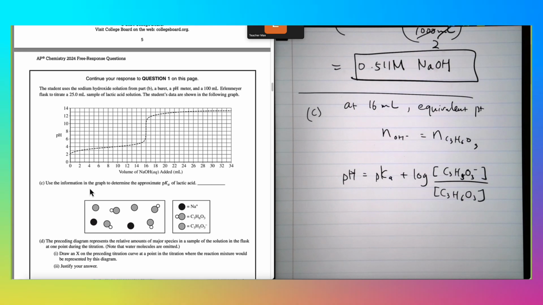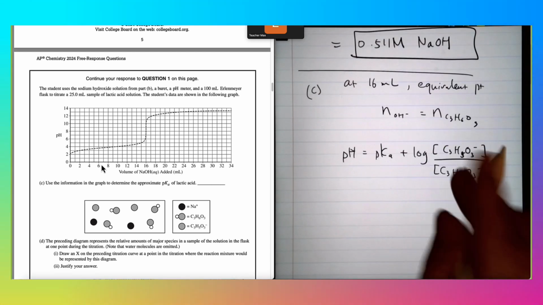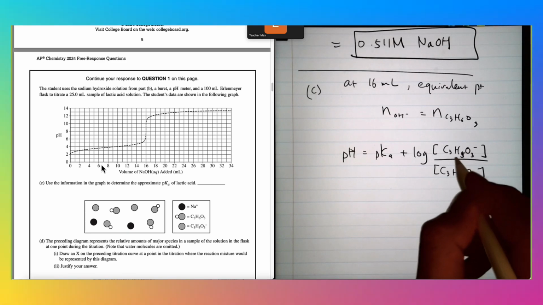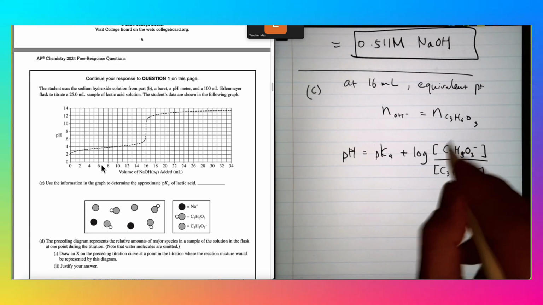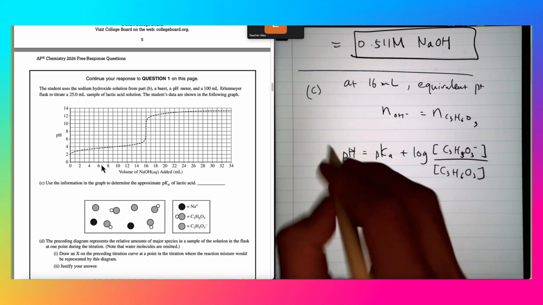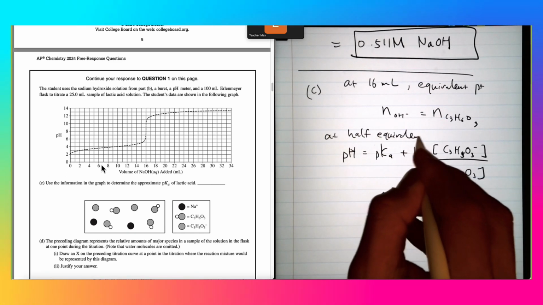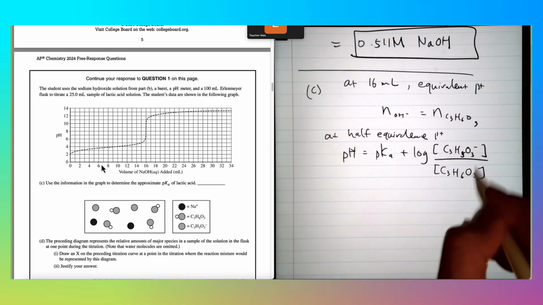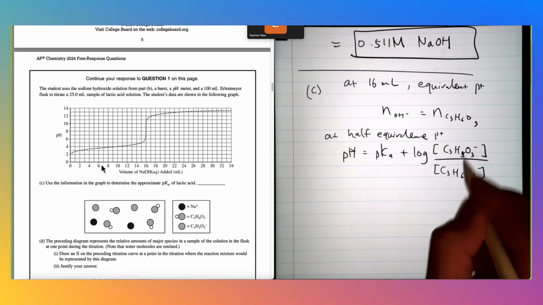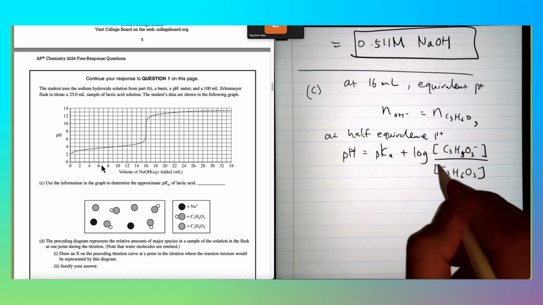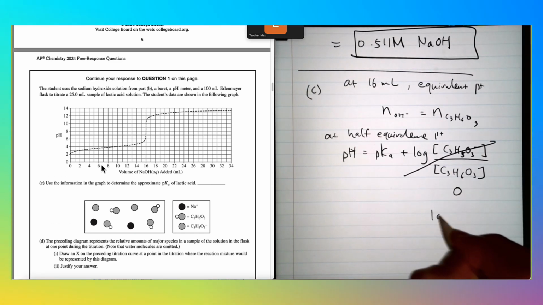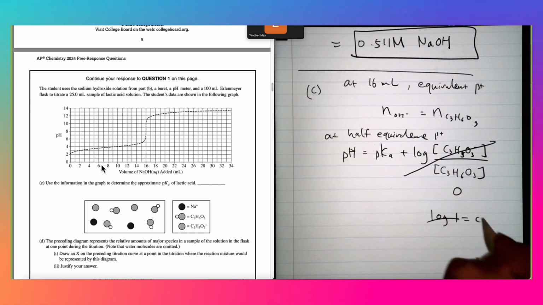So to determine the pKa, pKa will be equal to pH when we have a half equivalence point. So at half equivalence point, the concentrations of the conjugate base and acid will be equal. So at half equivalence point, these two will be equal. When you have the same amount, the ratio makes it 1, and log of 1 is equal to 0.